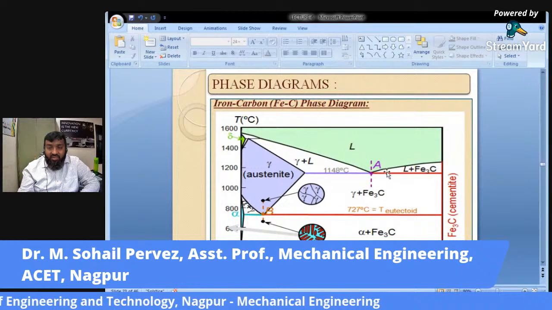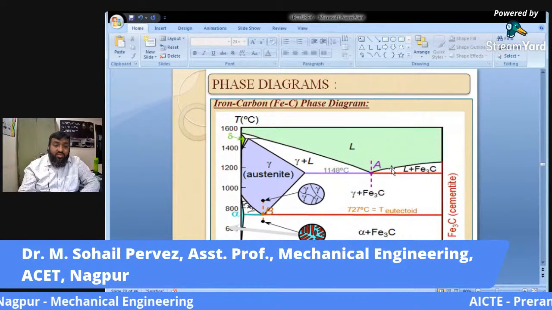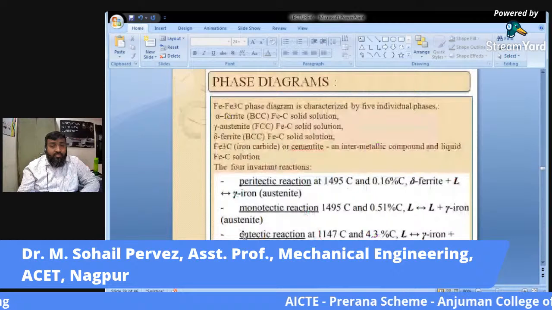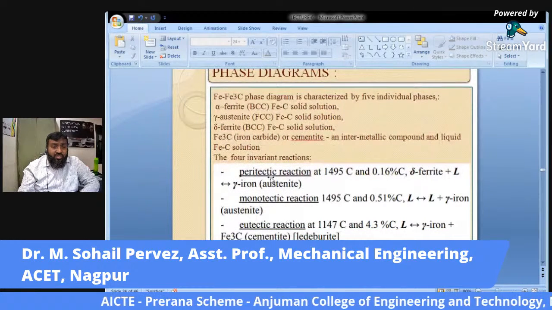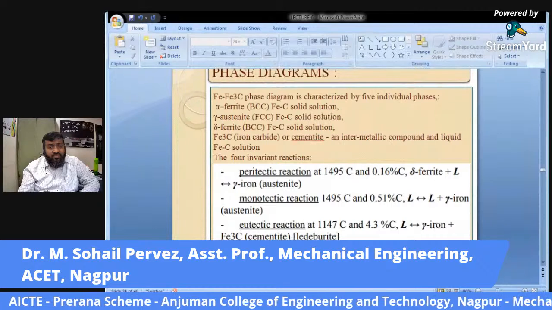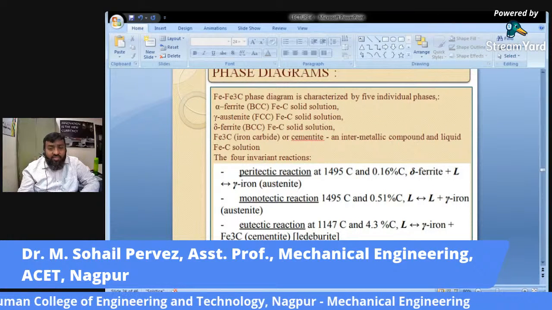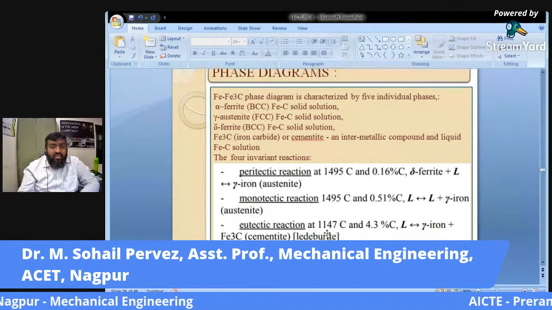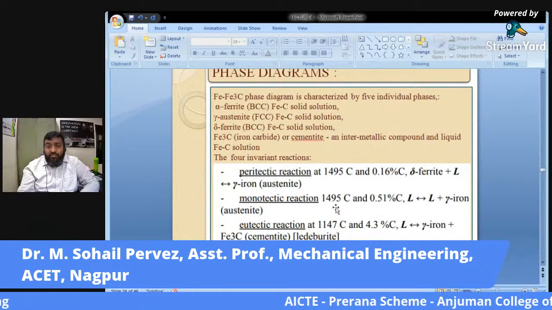Yes, liquid Fe-C solution. So this is the region. So these 5 phases will be there. The 4 invariant reactions are peritectic, monotectic, eutectic and eutectoid. The eutectoid is generally below 750 degrees centigrade at 0.8% of carbon, that is at 723. Eutectic at 1147, monotectic at 1495.